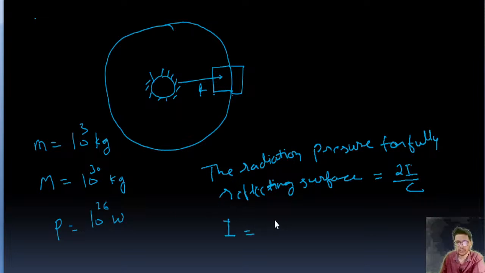Power is P, which is given, and this is power per area. The area is the sphere of radius r, so it is 4 pi r squared. So power upon area is intensity.